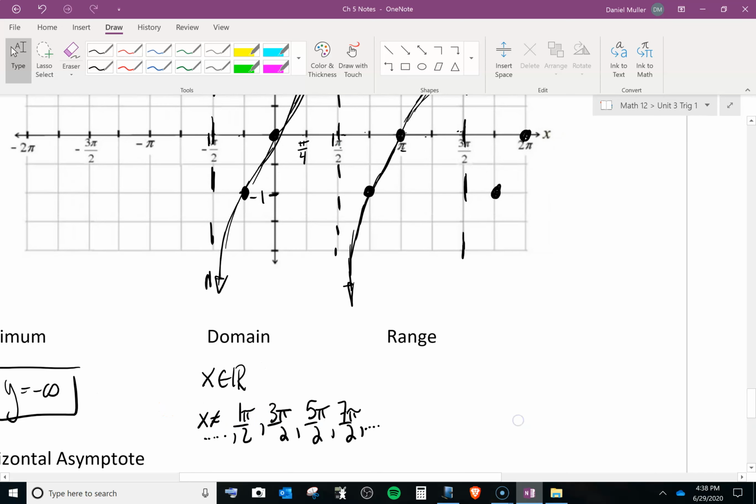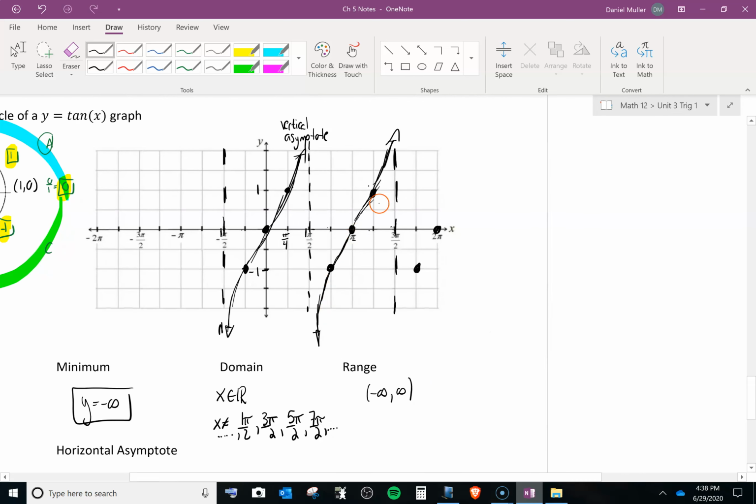The range, how far up to down? Well, it'll go from negative infinity to positive infinity. The range is not a problem. It goes down forever and up forever, and there's no problem spots at all.